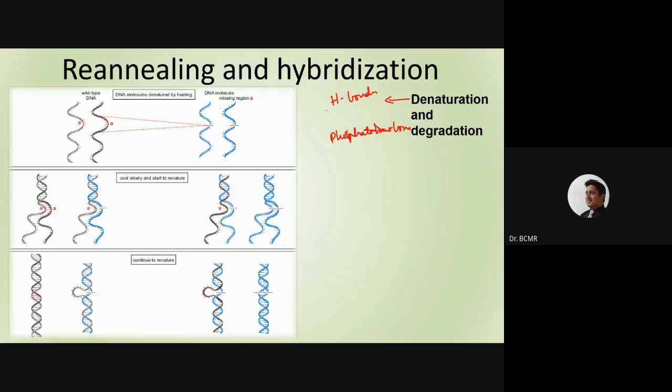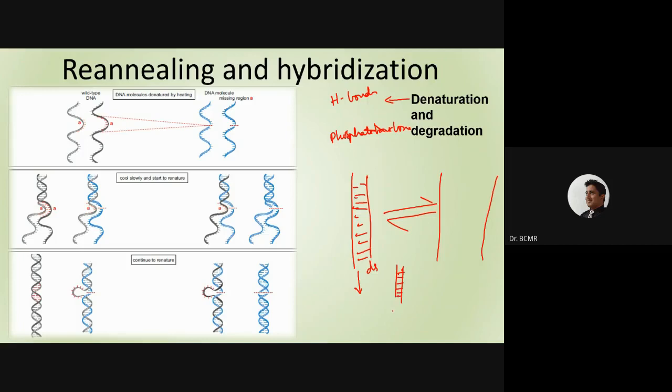Hydrogen bond breaking between two strands is reversible. That means if the strands are complementary, they can re-anneal. These are the hydrogen bonds. If the strands become separated, that is called denaturation. And when they base pair again and become double-stranded, that is called re-annealing.